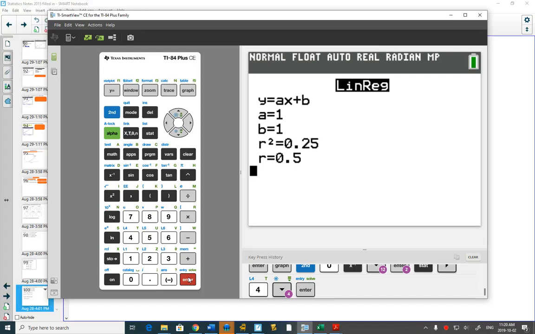So you have to push the letter D to get to diagnostics. D, and then keep going down until it says diagnostic on.